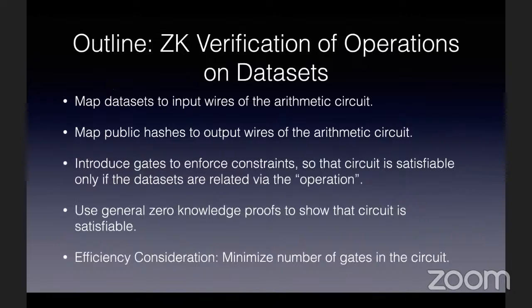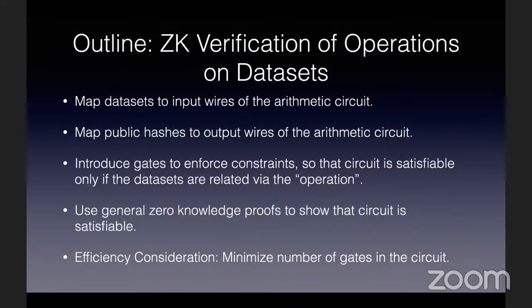Now let me give the outline of how zero knowledge verification of operations on data sets works. First, of course, we have to map data sets to input wires of the arithmetic circuit. Just like circuits we design on breadboards, you have to map your input data to some ports or wires. Same is the case here. You have to map data sets to input wires of the arithmetic circuit.